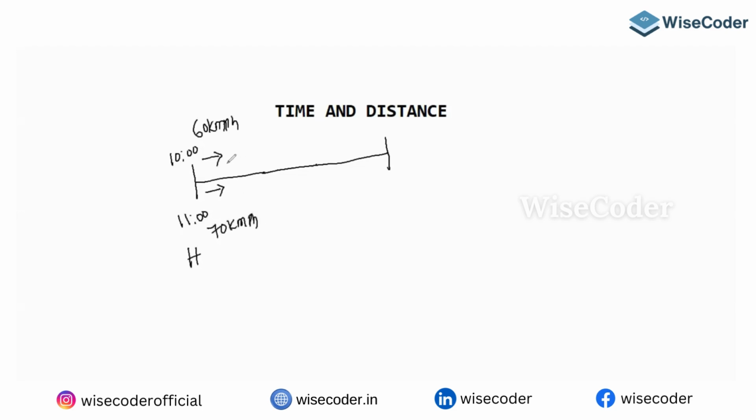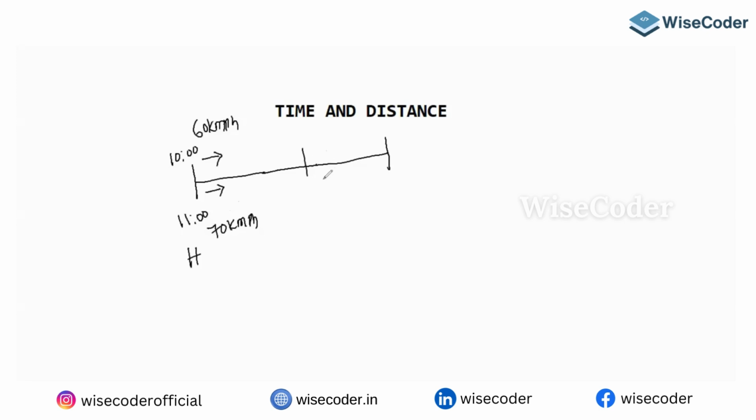Okay, what are the questions? At what distance from Hyderabad will they meet? Somewhere they are going to meet, because the speed of the second train is more than the first train, so definitely the second train will catch the first train somewhere. I don't know at what distance. That's what we need to figure out.